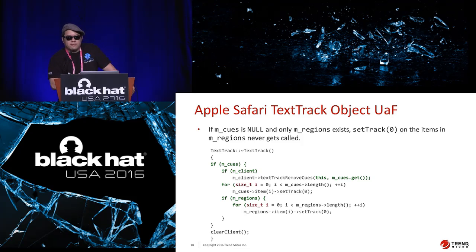All right, so this was found by source code auditing. Lokihart, Jonghyun Lee, pointed straight to the WebKit source code where this use after free was occurring. In this case, he noted that if mqs is null and only m_regions exist, setTrack(0) on the items in m_regions never gets called. So after that, you got your dangling pointer, start reclaiming.